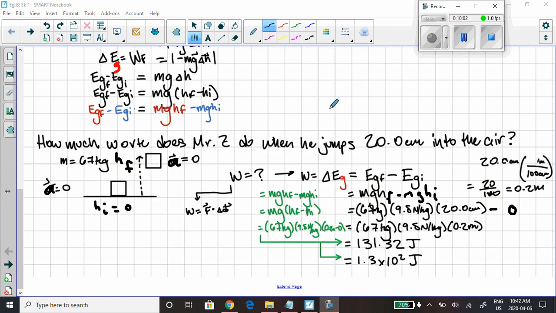All right, let's do an example. How much work does Mr. Z do when he jumps 20 centimeters into the air? So let's draw a little picture of what's happening here. Here's a picture of myself. There I am, and I'm on the ground. So my height is equal to 0 to begin with.